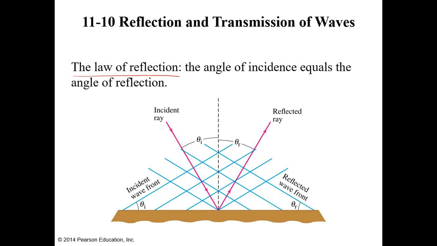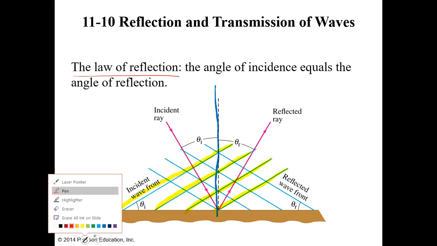So here you have a wave ray that is coming in, and it hits the ground at a particular angle. Using wave fronts, you can measure the angle from the wavefront to the surface. However, that's usually not the angle we measure. Usually what we do is we take the incident ray and then draw a line that is perpendicular to the surface. We call this a normal line.